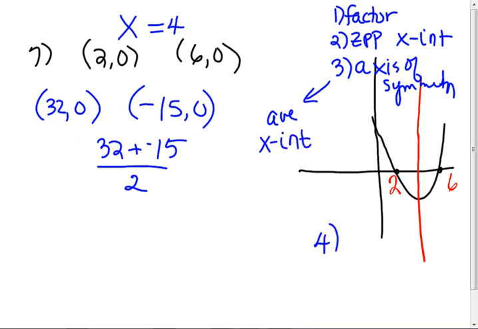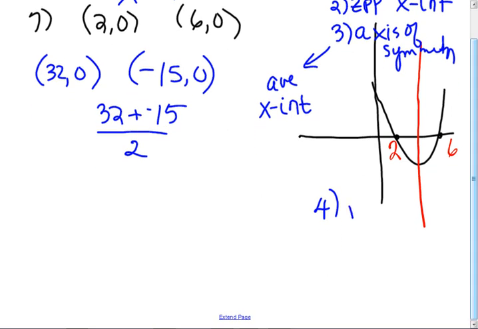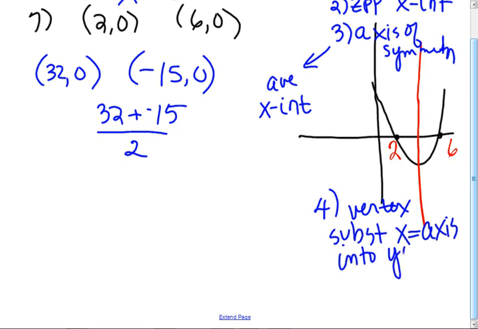And last, to find the vertex, it's easy. Just substitute x equals your axis of symmetry into your equation, and then give me an ordered pair. Higher algebra is going to be a lot tougher than this.